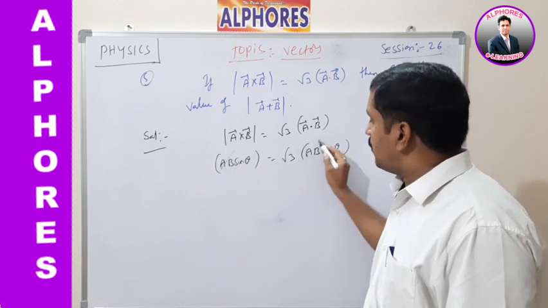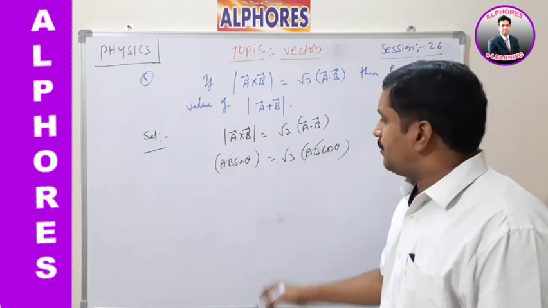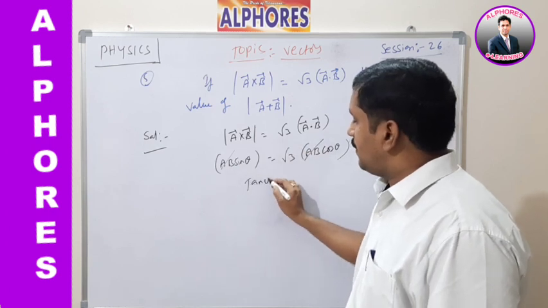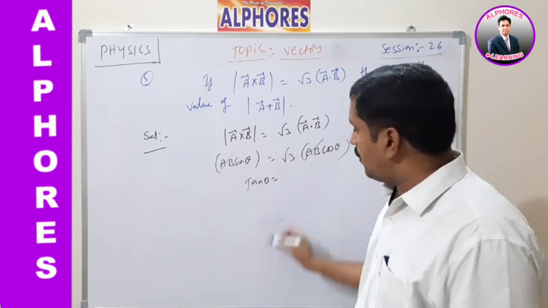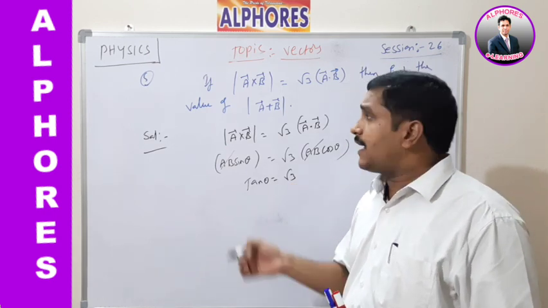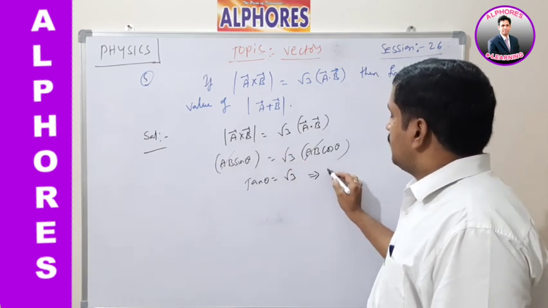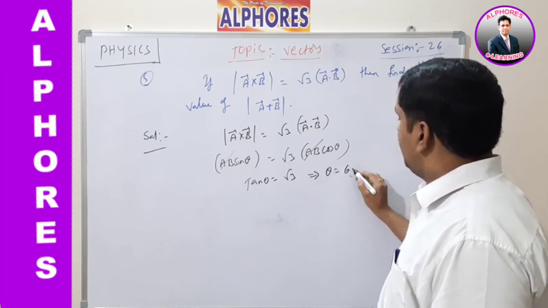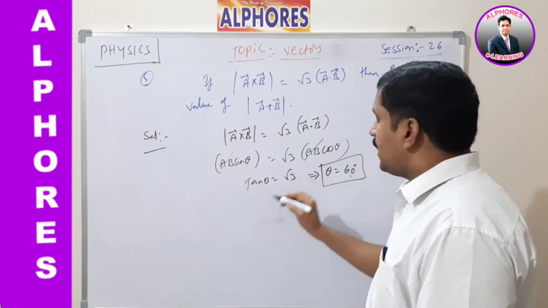Here AB are cancelled on both sides. That means here how much it is? This cos theta goes to the left side, which means tan theta. Sin theta by cos theta means tan theta is equal to how much am I getting? Root 3. If tan theta is equal to root 3, then what is the angle between them? The angle between the two vectors is 60 degrees. So this is the angle between A bar and B bar.